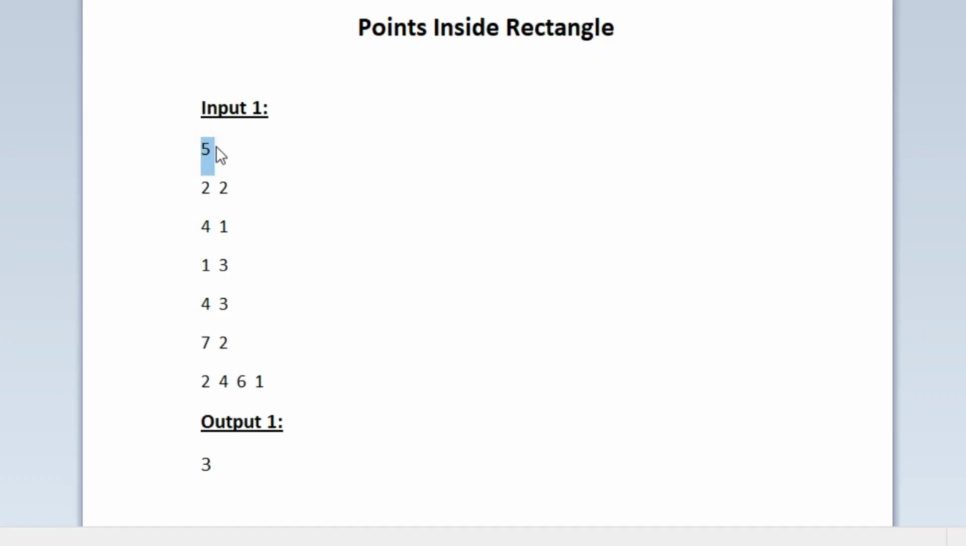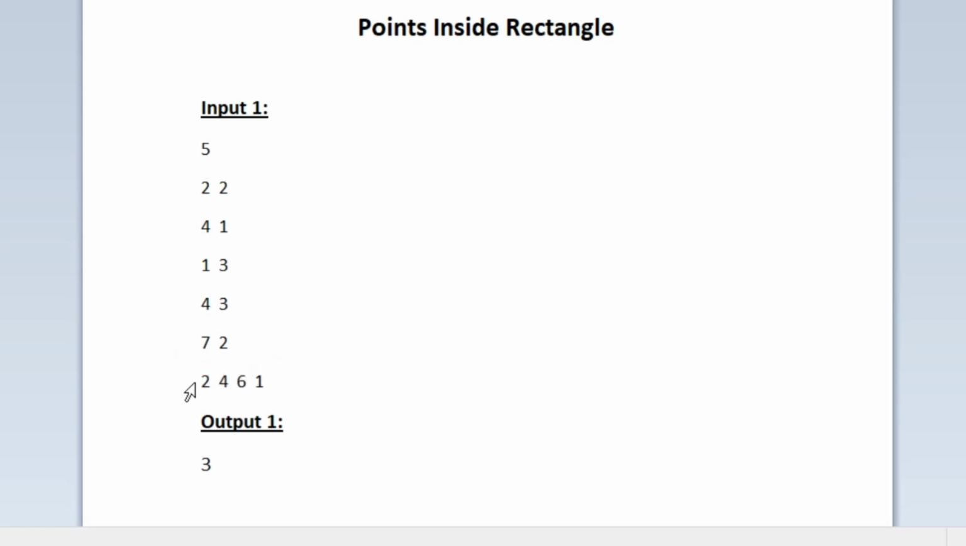So in the first line of our input, we are given the value of integer n, and after that we are given n into 2 integers. So here n is equal to 5, so we are given 10 integers as input. Every 2 integers represent a coordinate. The first coordinate is 2 2 and the second coordinate is 4 1. Like that every 2 integers represent a coordinate.